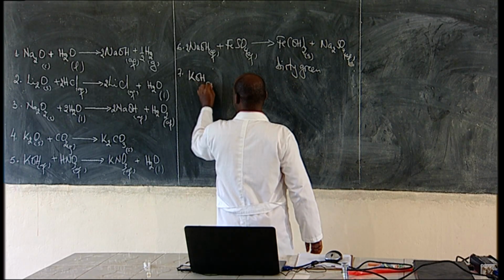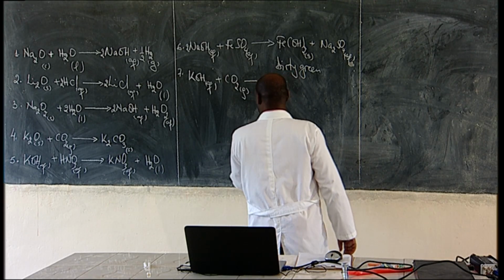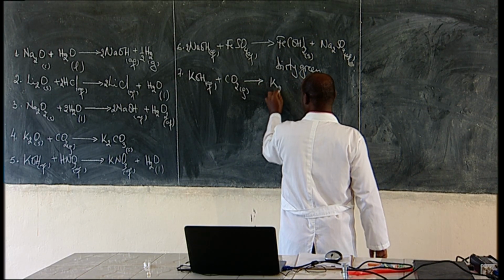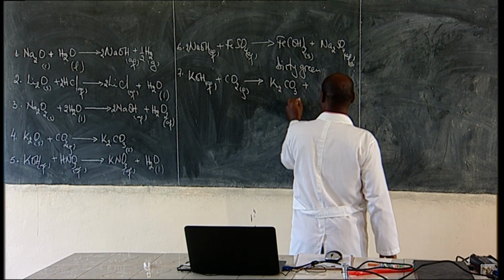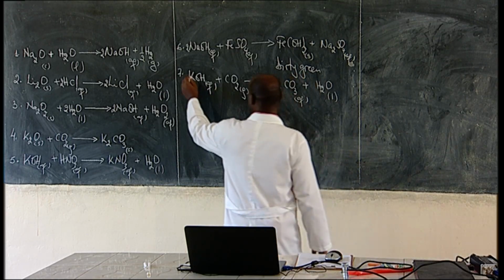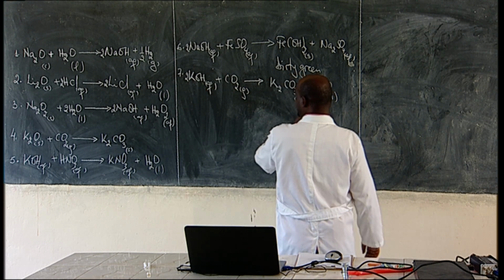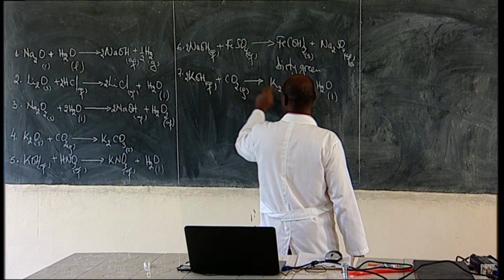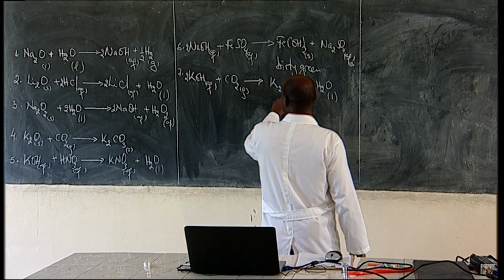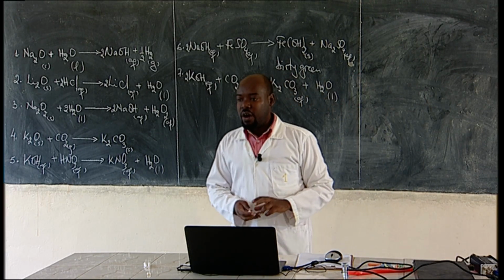And the last exercise is potassium hydroxide reacting with carbon dioxide. We've seen that these hydroxides can react with acidic oxides. What do we produce? We produce potassium carbonate plus H2O, liquid. Here we need 2, and we have 2 hydrogen atoms, potassium, they are balanced, 1 carbon, and the oxygen atoms, here we have 3, 4, here we have 2 and 2, that is 4. So that is the end of our revision exercise.